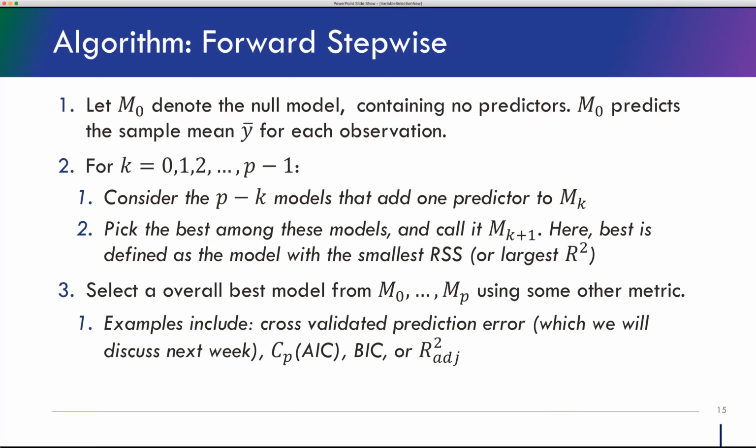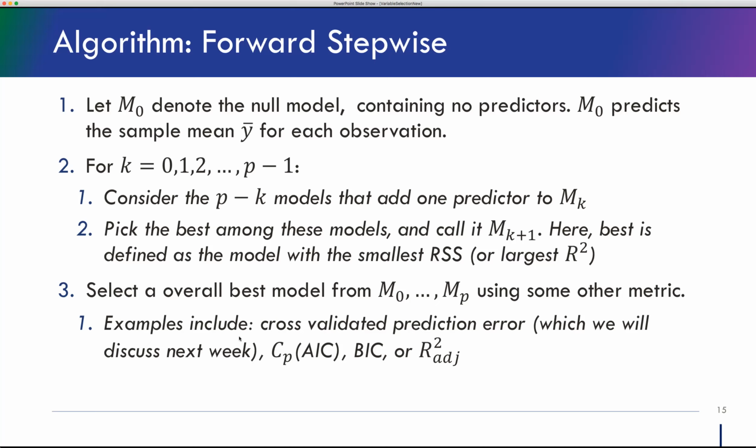This uses the data directly, your training data, the data you have for modeling, to get the RSS and the R squared when you add variables to the model. And from these M0 to Mp models, you select the overall best one with the metrics that we mentioned in the previous section on best subset selection: Cp, BIC, AIC, R squared, and adjusted R squared.